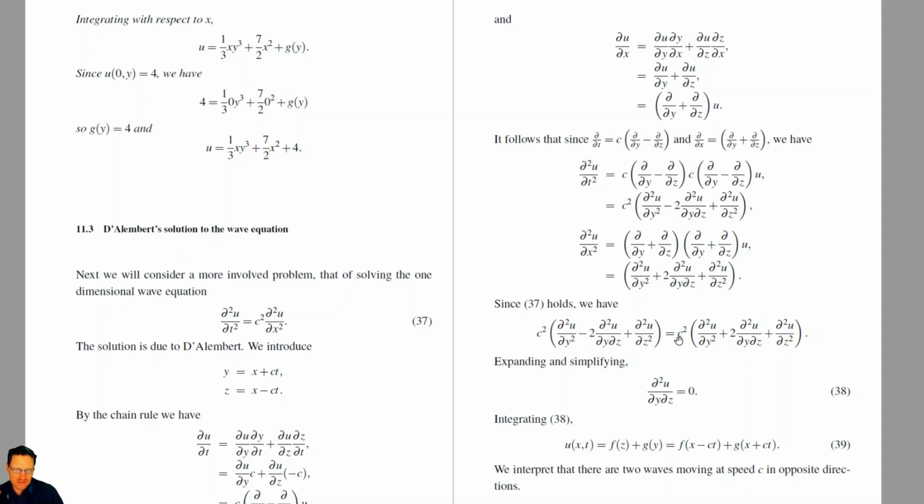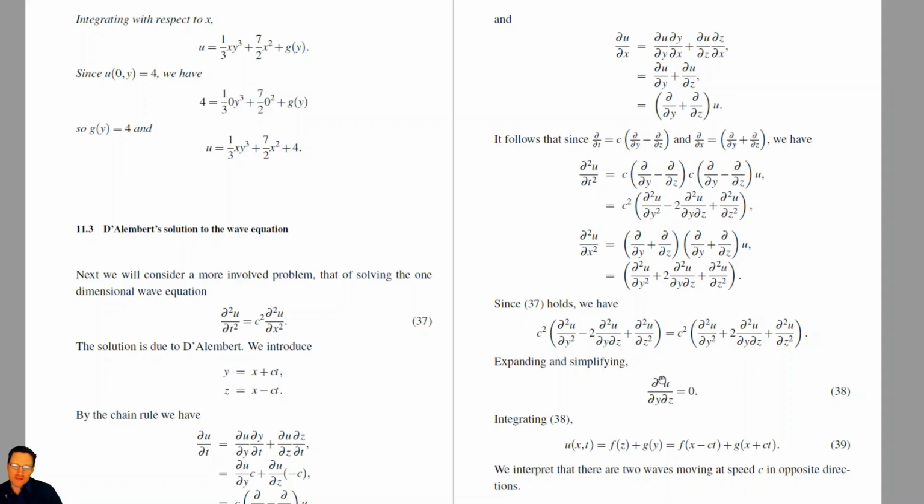Okay, now you can cancel the c squared, and you see that a lot of the terms will vanish. So the second order partial derivatives of u with respect to y and with respect to z, they're on both left and right sides, so they vanish. And so what we then have is we must have d2u on dy dz equal to 0. Now that's great because that tells us how to give a general expression for u.